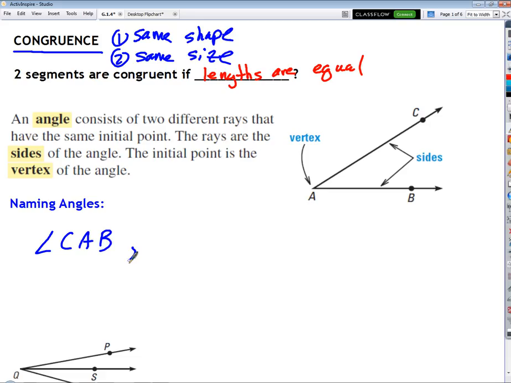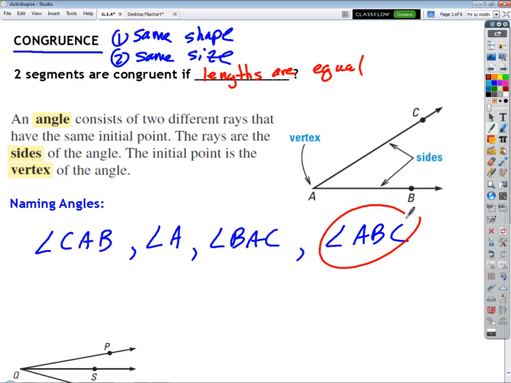Somebody have another idea? Yes. We could just call it angle A, sure. Okay, what else? What do you think? Yes, sir. Angle BAC. Okay, what about, I'm going to throw one out. You tell me if this is good or not. What about angle ABC? No. How come? Ah, okay, that one's no good.